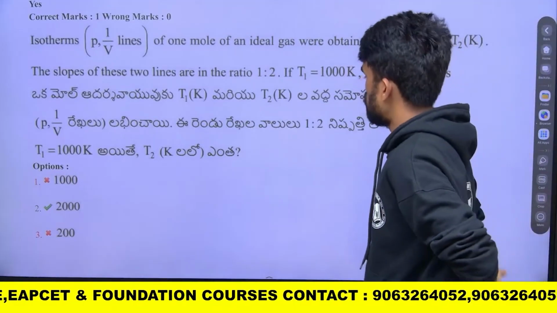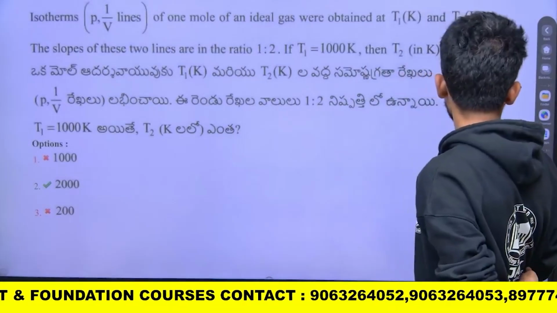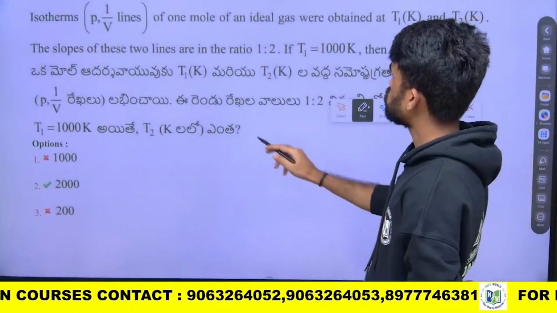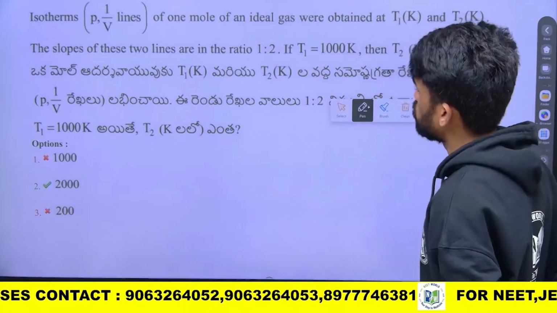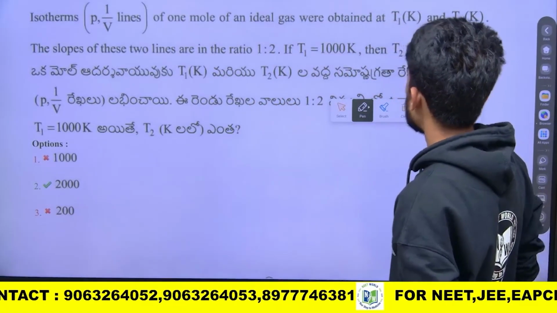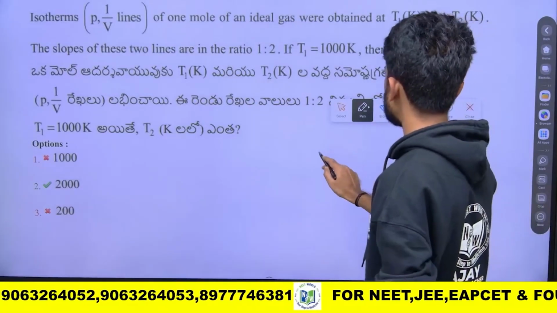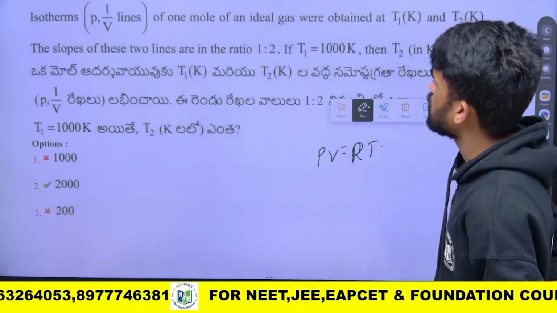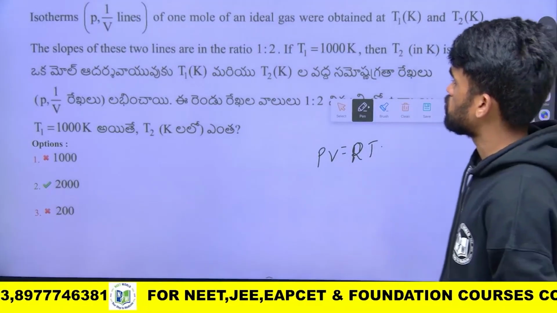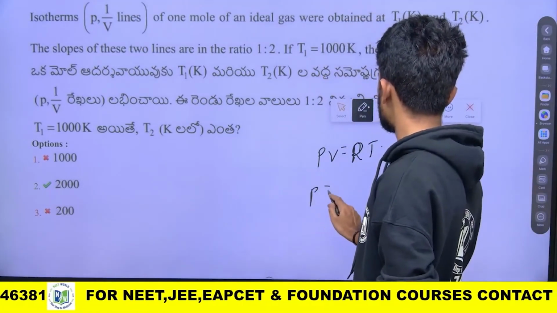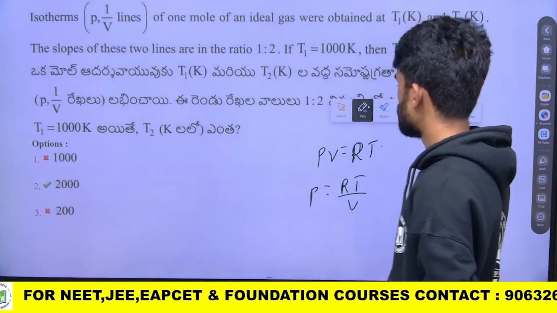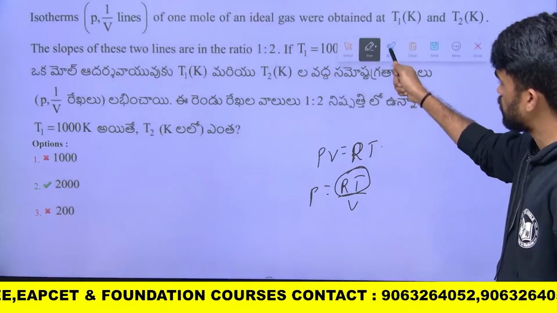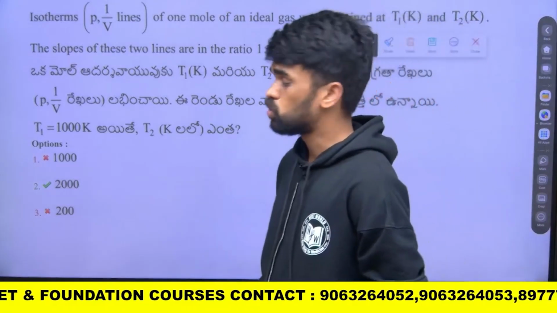So PV graphs. PV equals nRT, you can take and do this. What they are asking is the slopes of two lines. If you solve this, just take PV equals nRT and you can get this from it. From these isotherms you can draw. Isotherms means P equals RT by V, right? So from this we can get the slope. If it is in 1:2 ratio, we will be getting 2000 as the answer.